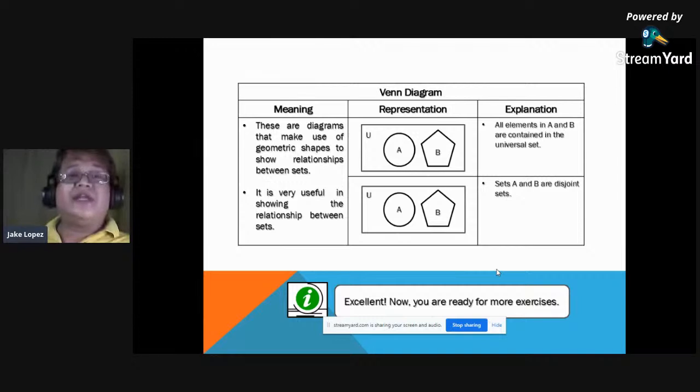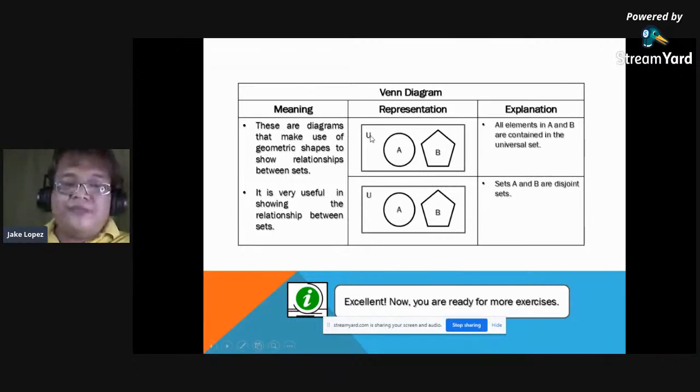So, gumagamit tayo ng mga symbol or ng mga geometric shape. Ano ba yung mga geometric shape? We have the circle, we have the pentagon, and then we have the rectangle. So, explanation niya, all elements in A and B are contained in the universal set.